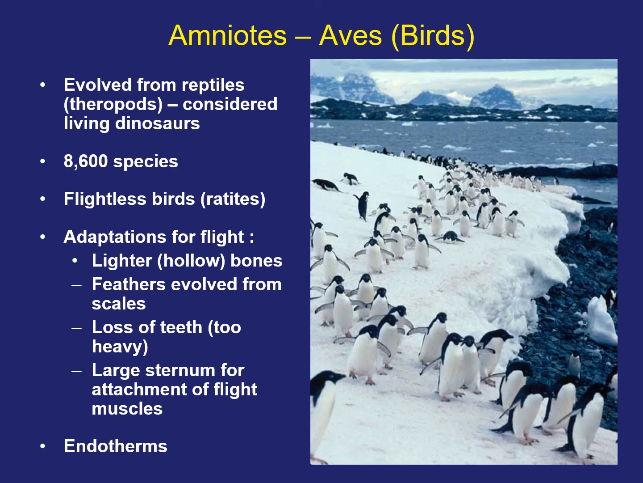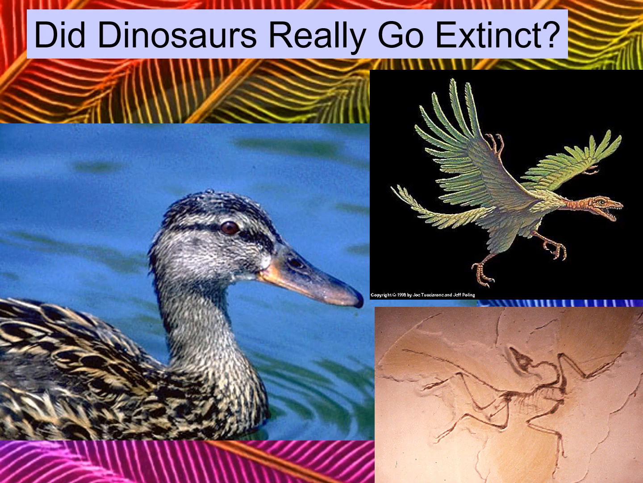Hair is also a highly modified scale. We have no teeth in birds, and that's to save weight. Teeth are heavy and they would throw the bird off balance. We have a very large sternum or breastbone, and that's for the attachment of very powerful flight muscles. They are endotherms, which means they generate their own heat. They don't have to get heat from their environment, and that's because, again, it takes a lot of energy to maintain powered flight. So did dinosaurs really go extinct?